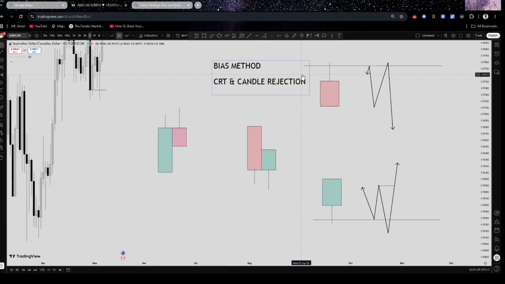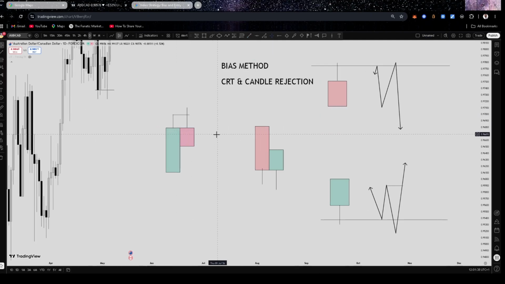What is a CRT? This is when price takes out a previous candle, rejects, and closes below. But with my own model, for bias only, you don't wait for price to close. If it closes, it's more advantage to you. All you need to see is price taking out a daily high.